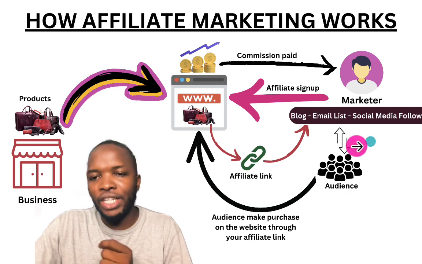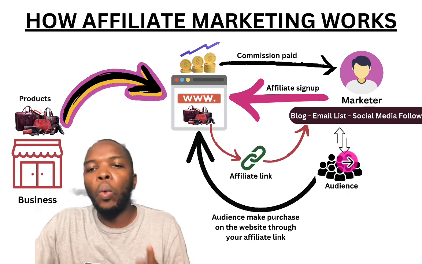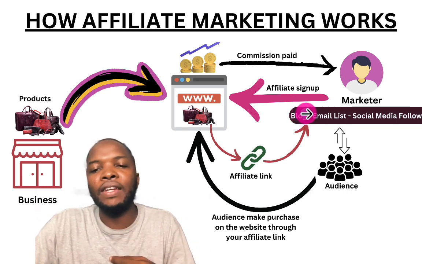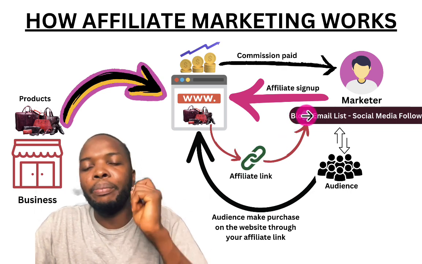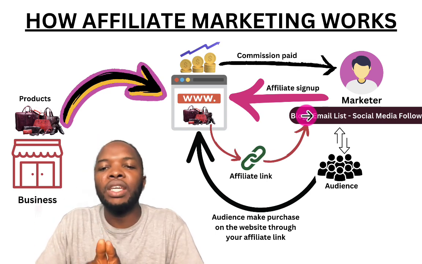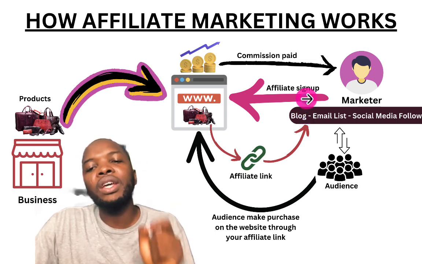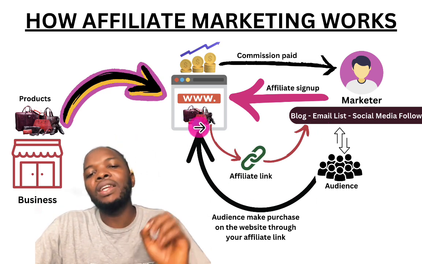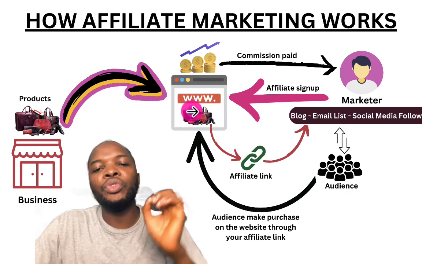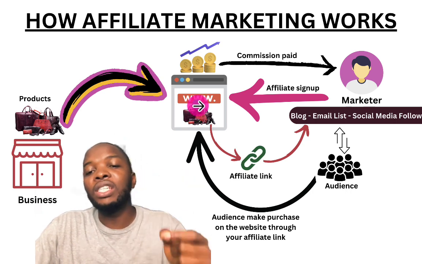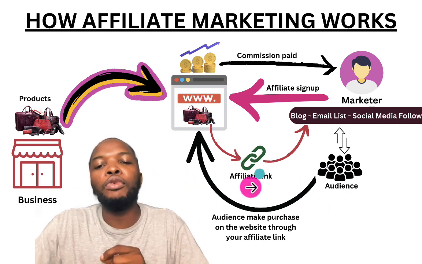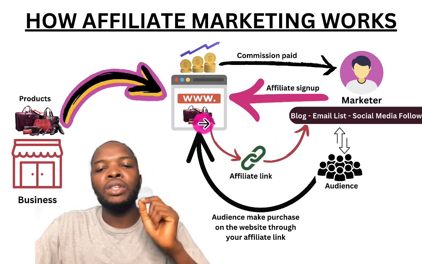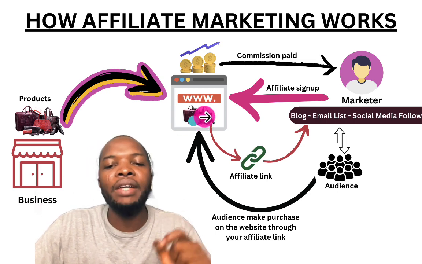And when your audience, these are your audience right here, come back to your blog and see your post, they read your post, and they see this link right in the post, and they become interested in that particular product, they click on the link, and the link takes them back to the website. Now, when the link takes them back to the website, it identifies that these people are actually coming from your affiliate link. And now that they come to the website, some of them may eventually buy this product.